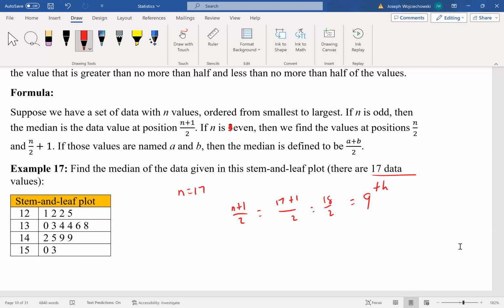Now, these are in ascending order. Our lowest data point, 121. Then 122, 122, 125. Well, that's 4 data points right there. I need the 9th. So 130 is the 5th. 133 is the 6th. 134 is the 7th. 134 again is the 8th. So 136 is my 9th data point. That's how we can use a stem leaf to find the median.